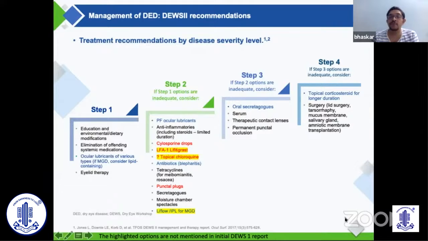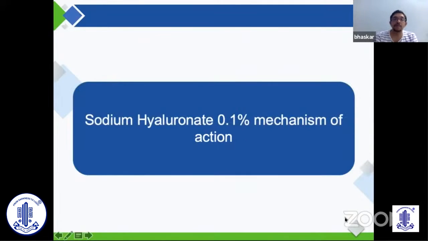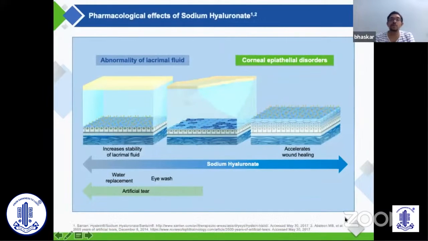And surgical options would be for a step 4 where there's already significant ocular surface damage. So when you come to sodium hyaluronate 0.1%, and when you look at the mechanism of action versus some of the other lubricating drops in the market, an artificial tear supplement basically just replaces the water and washes off whatever debris is there on the ocular surface.